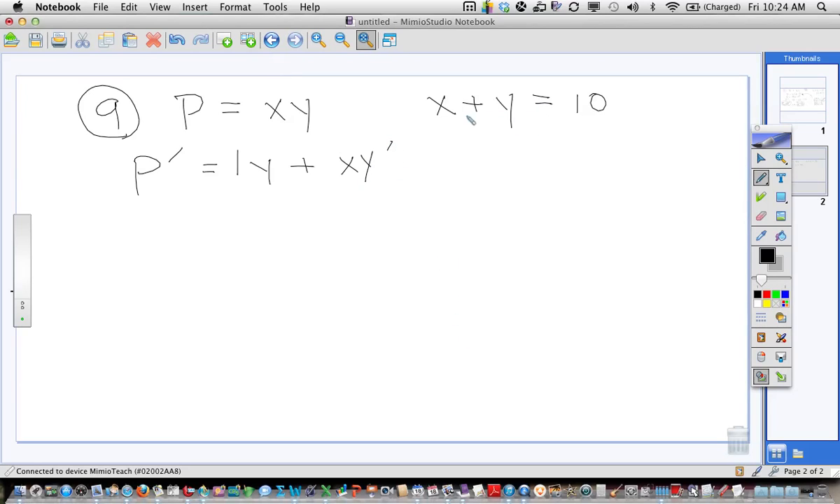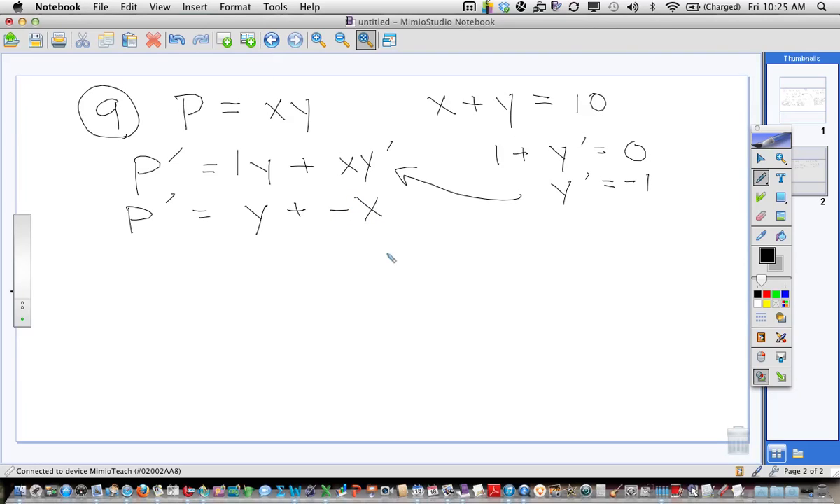Then what you have to do is also take your secondary equation and do its derivative. So what's the derivative of both sides of this? Well, the derivative of x is 1, the derivative of y is y prime, and the derivative of 10 is 0. Then we subtract a 1, and we get y prime is -1. And then we substitute that back into there. So now we get p prime equals y plus negative x.